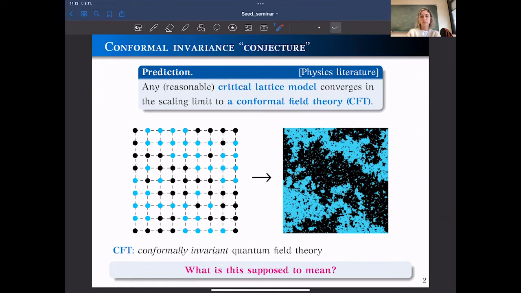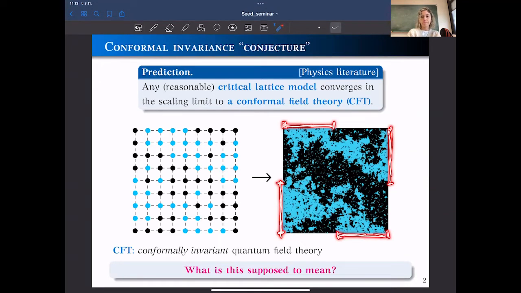One would be to look at the interfaces. I hope in the picture here you see some interfaces, some curve separating the two colors. How you can implement that is to put some boundary condition. Here I put it so that each boundary segment that I'm illustrating has the blue color deterministically. And the other segments have the black color.